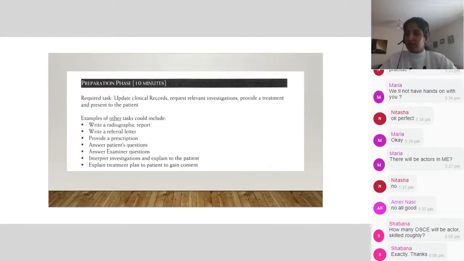After that, the next 10 minutes, which is your preparatory phase, is uncertain. Why I say uncertain is because it will differ from case to case. In some 10 minutes, you will be asked to write the investigations which you require, like you require vitality test, percussion test, what x-rays you require, or they may ask you to write a treatment plan for the patient, or they may ask you to write a radiographic report, or they may ask you to write a referral letter for the patient, or maybe a prescription, or they may tell you the patient will ask you questions or the examiner will ask you questions.